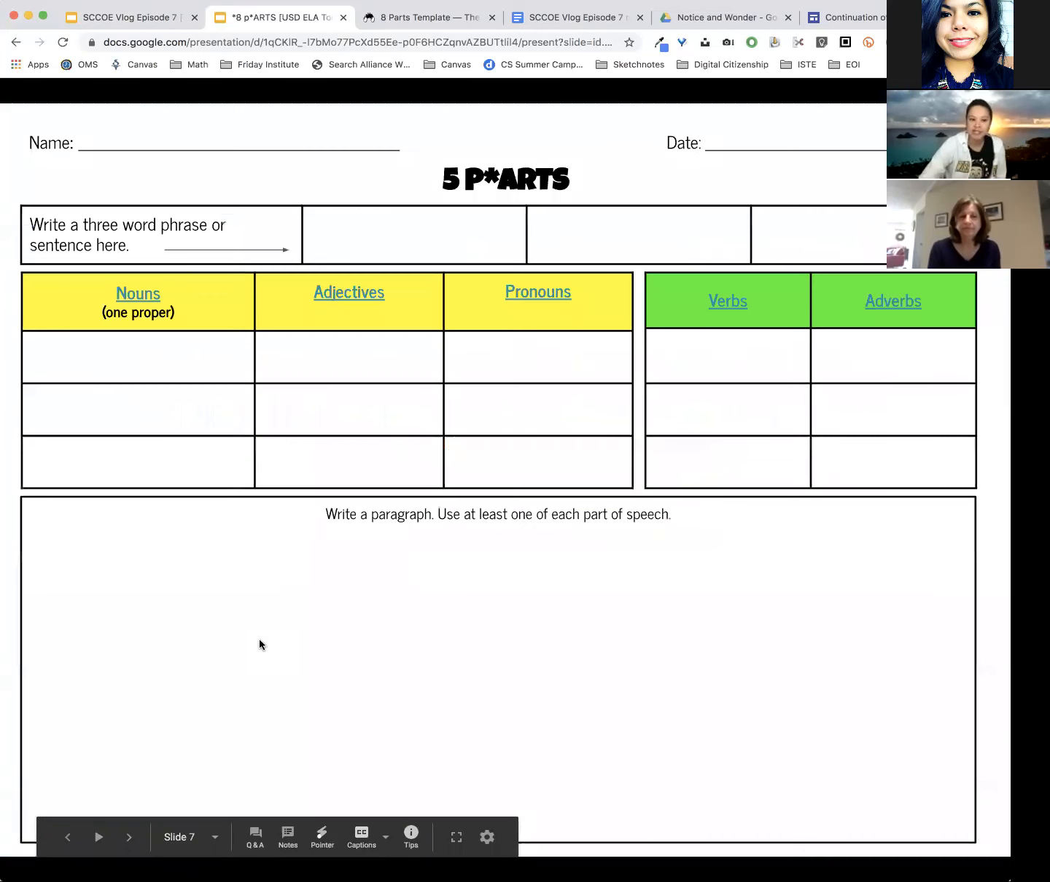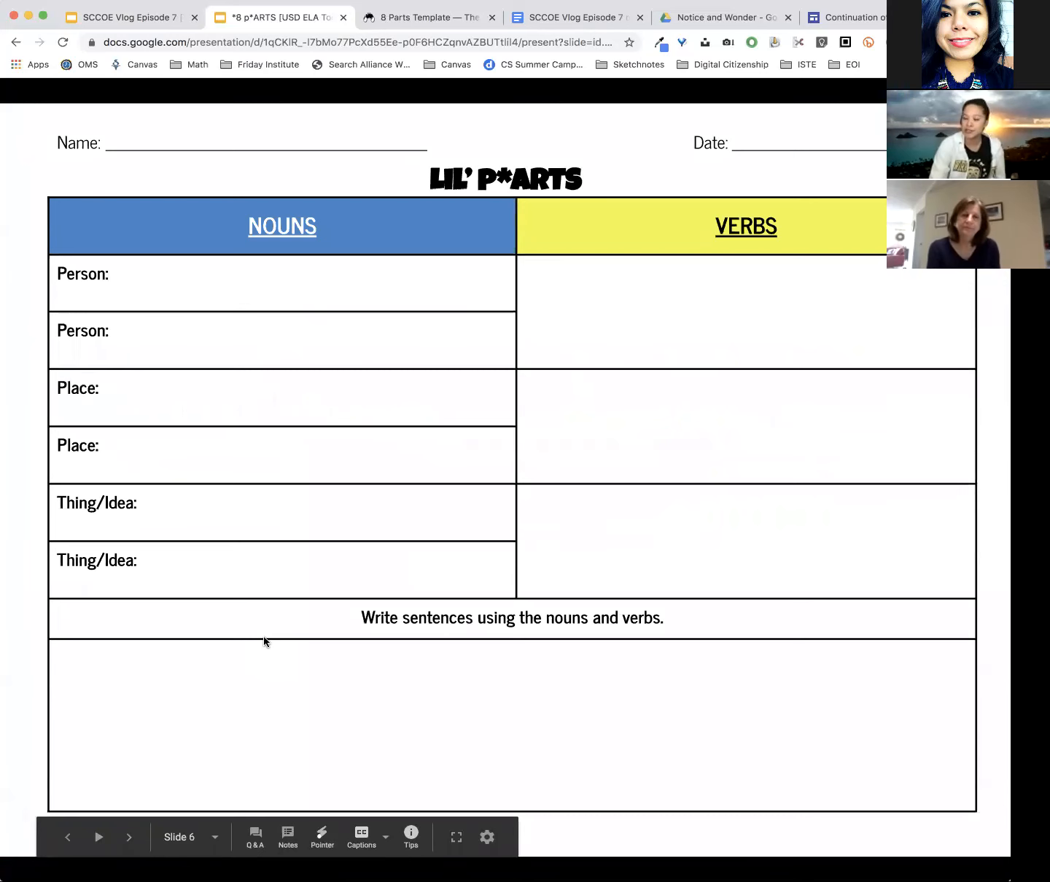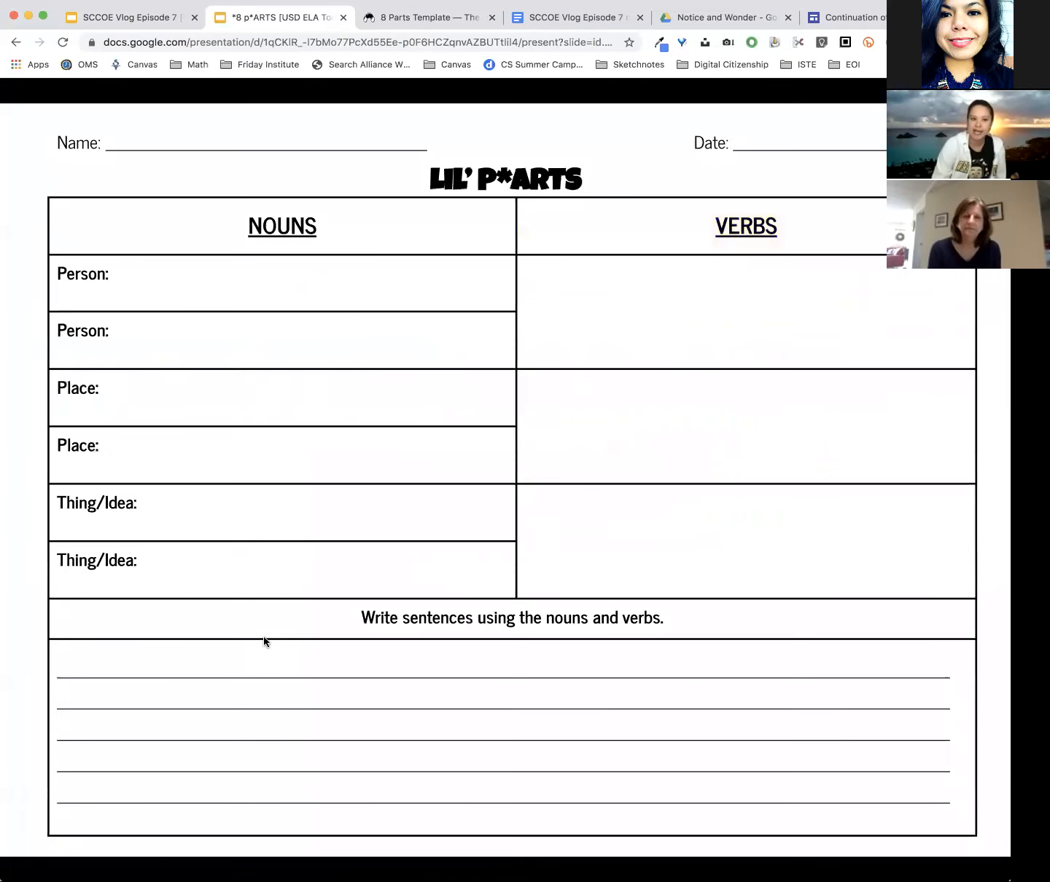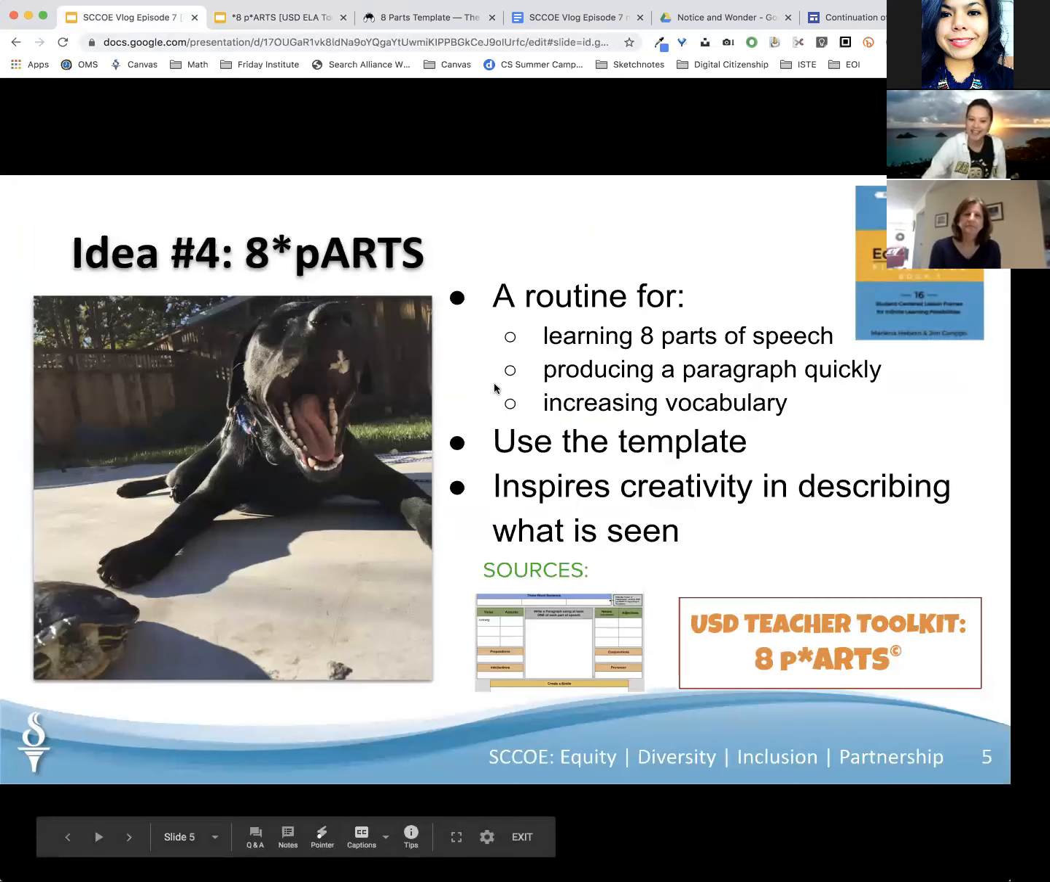And I just clicked on the link to the Union School District Teacher Toolkit for 8 parts, and they've adapted this, and they have little parts. So if you want to get some of the templates for the younger grades, you can find that in there. And there are even some slides for some math ideas of how to take this and adapt it for math. So you can go ahead and check that out also.